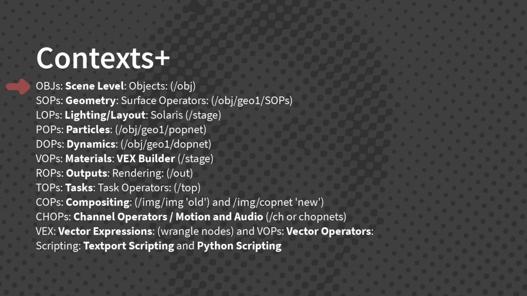So OBJ is object level. That's the top or world level of Houdini. SOPs, surface operators, is where you do modeling geometry. And modeling geometry, really, as Jeff Wagner puts it, you're just moving points around, and it's kind of true.